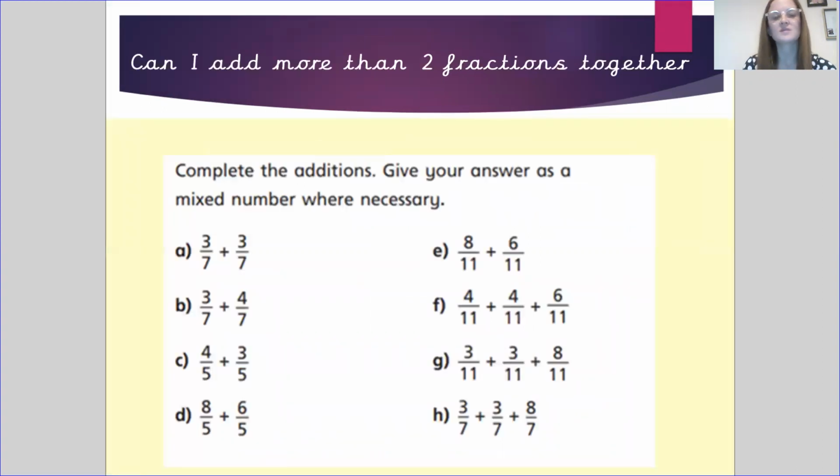Then have a look at these ones, and it says complete the additions. Give your answer as a mixed number when necessary. So you may end up with an improper fraction, and then you need to convert it into a mixed number. So pause the video and have a look at these questions. We've got 3/7 plus 3/7, 3/7 plus 4/7, 4/5 plus 3/5, 8/5 plus 6/5, 8/11 plus 6/11, 4/11 plus 4/11 plus 6/11, 3/11 plus 3/11 plus 8/11, and 3/7 plus 3/7 plus 8/7.